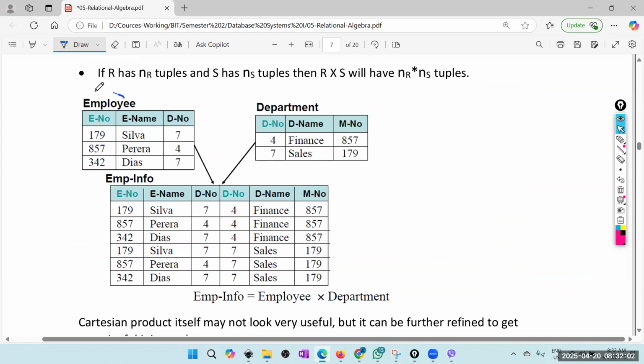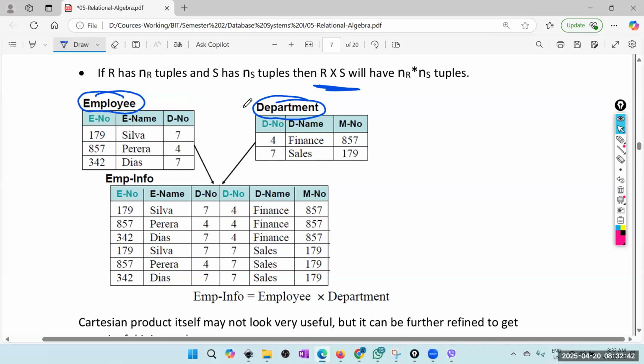So this is my employee table. This is my department table. So when you take Cartesian product, it can be two different things. Remember, for union and set difference, it must be compatible. Apple with apple, tomato with tomato. But here it can be apple and tomato also. They can be different, but they must be related. For set difference and union, they must be the same. Here, they can be different but related.